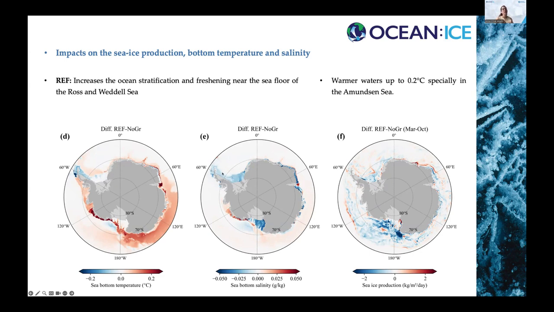At the same time, this stratification strengthens the density gradient across the shelf break, which favors the intrusion of the relatively warm circumpolar deep water. So at the end, it also makes that, for example, in the Amundsen Sea and Amery Basin, the bottom waters, well, the seafloor, warm up to 0.2 degrees.